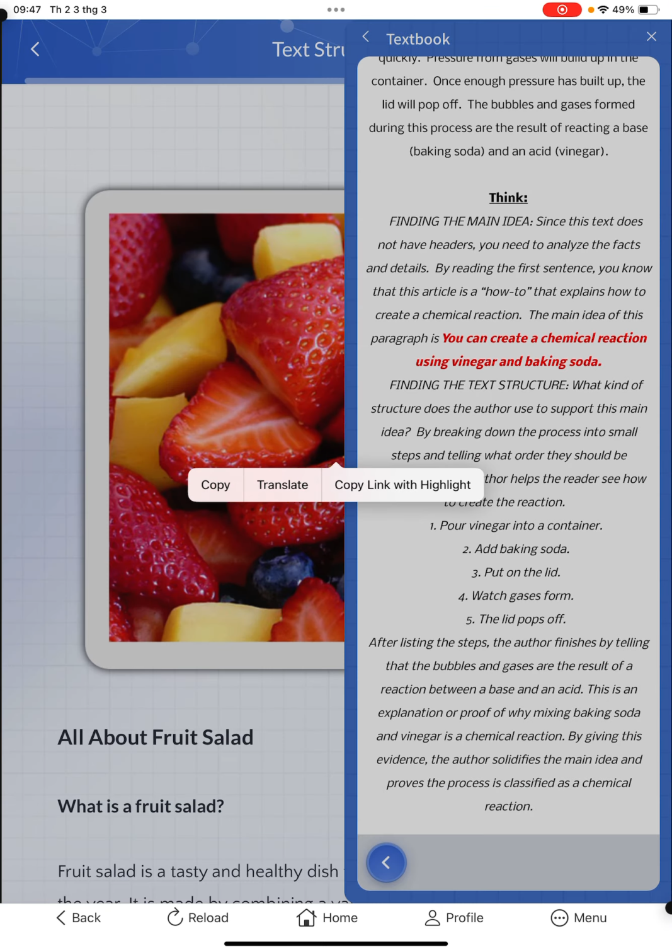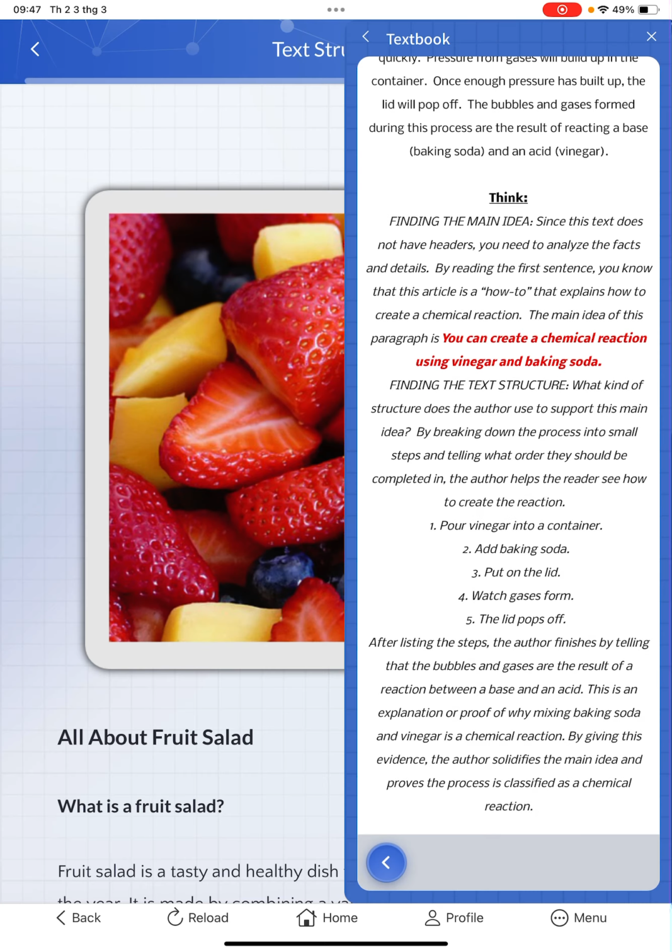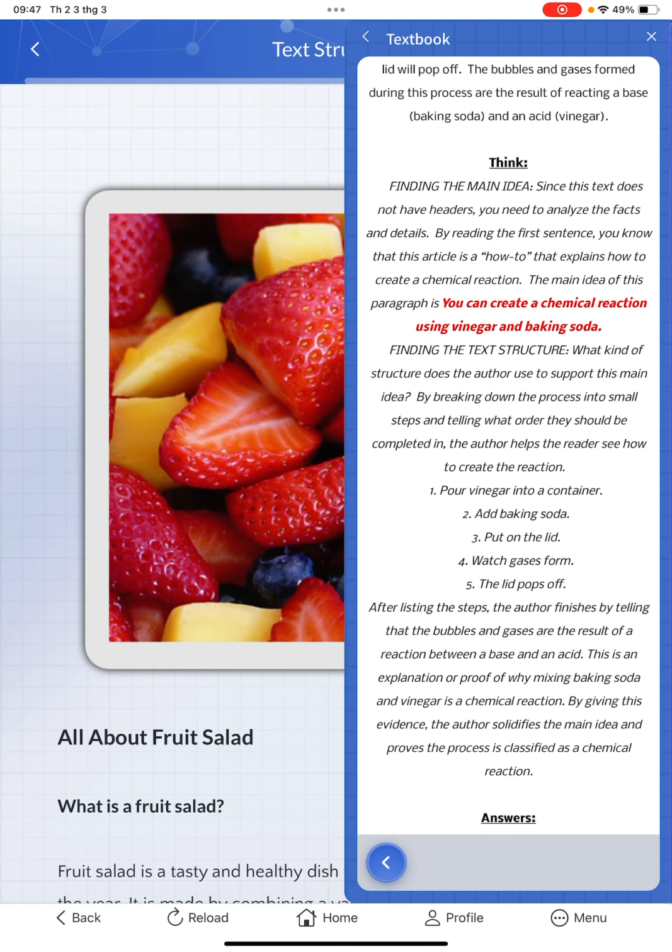The next step, you find the text structure. What kind of structure does the author use to support the main idea? By breaking down the process into smaller steps and telling what order they should be completed in, the author helps the reader see how to create the reaction. First, you pour the vinegar in, and then you add the baking soda, put the lid on, watch the gas form, and the lid pop off.